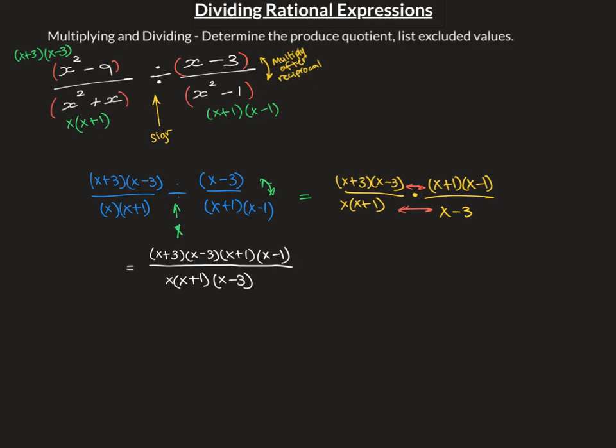Now we have, as I said before, x minus 3 and x minus 3. And x plus 3, that's not in the denominator. X plus 1, that is in the denominator, so we can cancel it. X minus 1 is not. So we're left with whatever is not canceled, which will be x plus 3 times x minus 1 over x. This is the final answer.